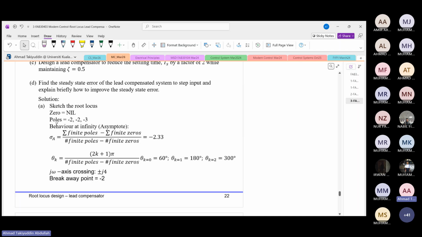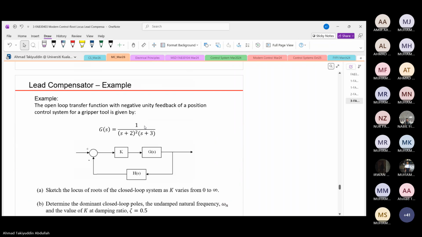Do you have any question for zero and poles determination in the example here? Any question? So this is s plus 2 squared. That's why you are going to have two repeated poles at -2. And the other pole will be at -3. No zero.